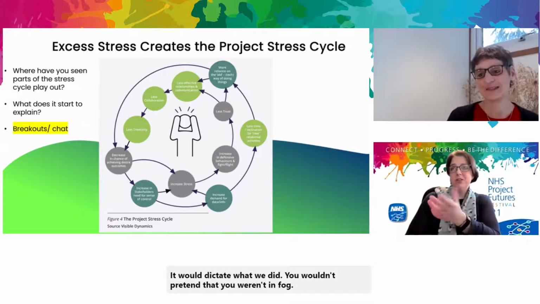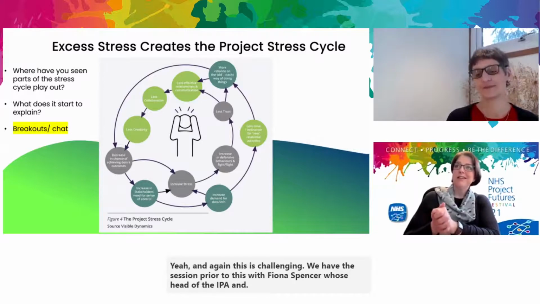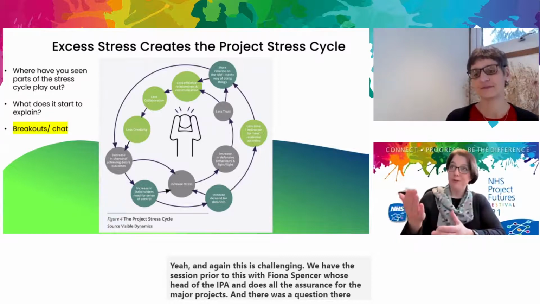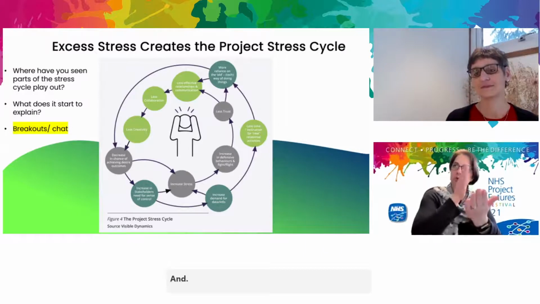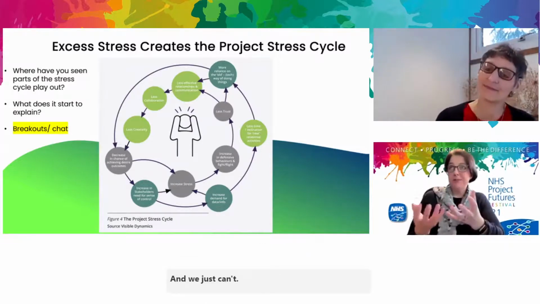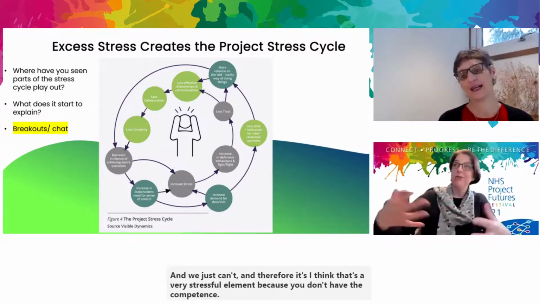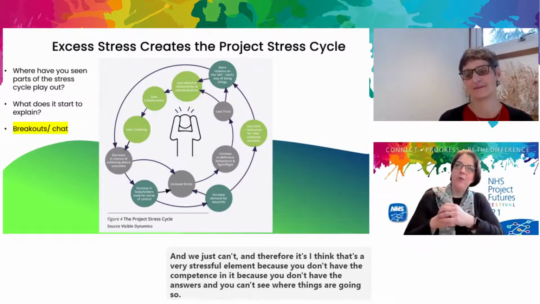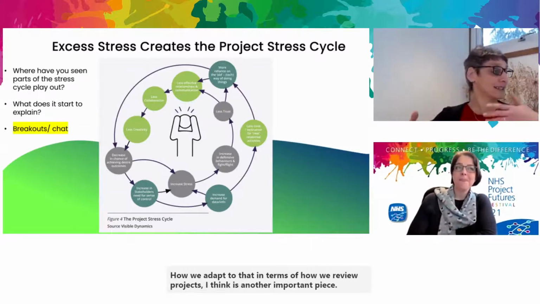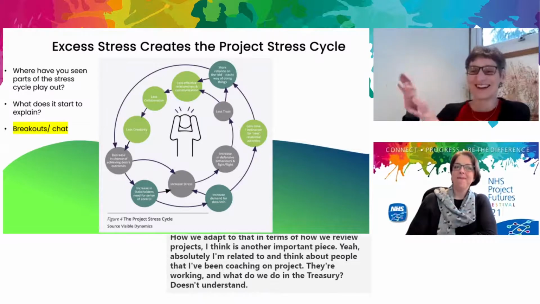Yeah, and again, this is challenging. We had the session prior to this with Fiona Spencer, who's head of the IPA and does all the assurance for the major projects. There was a question there about how we manage assurance for projects in this very uncertain time where it's all very foggy, and yet the process says you need to be really sure at this point, this point, and this point exactly what's going to happen, and we just can't. I think that's a very stressful element, because you don't have the confidence in it, you don't have the answers and you can't see where things are going. So how we adapt to that in terms of how we review projects is another important piece. Related to that, I'm thinking about people I've been coaching on the projects they're working on, and what we do when the Treasury doesn't understand that kind of funding. That's a whole other set of conversation.